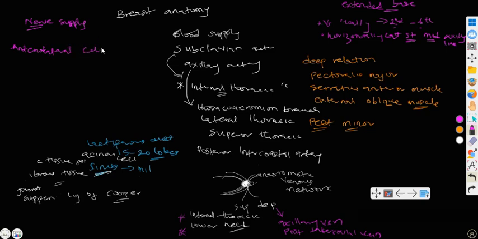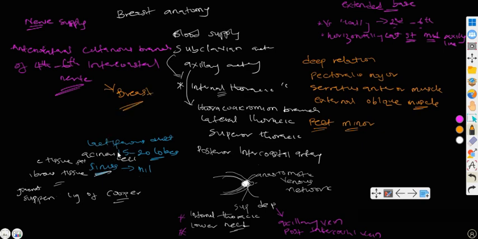Anterolateral cutaneous branch of the what? Of the fourth to sixth intercostal nerve. Anterolateral branch of the fourth to sixth intercostal nerve. This is the nerve that is going to supply the breast.